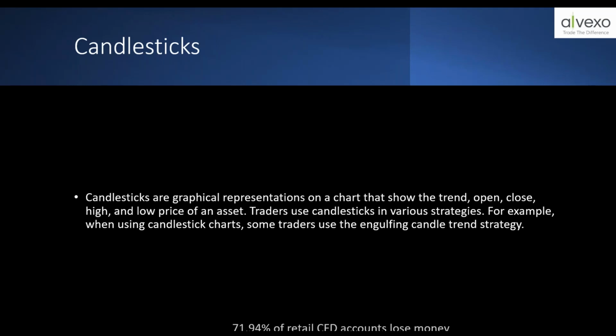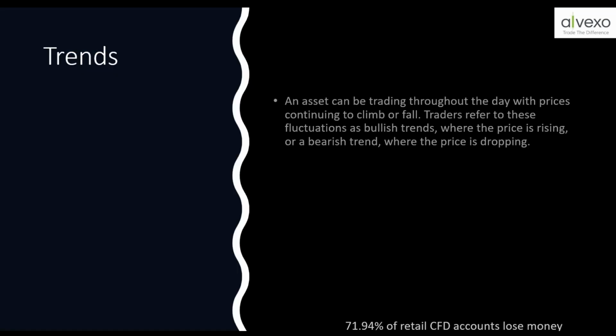Now, candlesticks are graphical representations on a chart that show the trend, open and close, high and low of an asset. Traders use candlesticks in various strategies. For example, when using a candlestick chart, some traders use the engulfing candle trend strategy. An asset can be trading throughout the day with prices continuing to climb or fall. Traders refer to these fluctuations as a bullish trend, where the price is rising, or a bearish trend when the price is dropping.